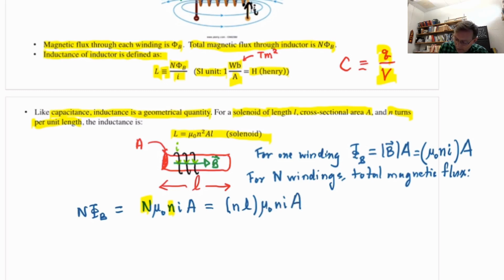So I have that expression. And so then I multiply this out a little bit. I get mu0, little n squared, L, A, I. That's the total magnetic flux.